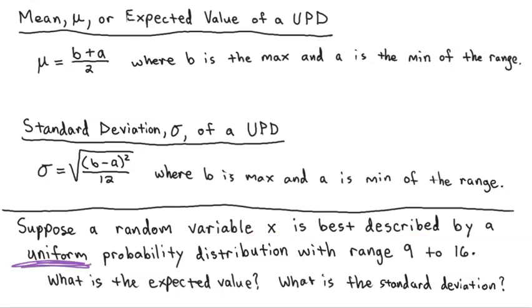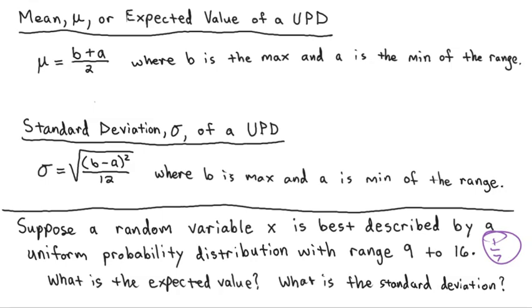So let's say, look down here, suppose we have a random variable x, and it's best described by a uniform probability distribution with a range from 9 up to 16. We just did this in the last video, the range 9 up to 16, and we knew that the probability density function was 1/7, right? Okay, that was our probability density function. So what is the expected value?